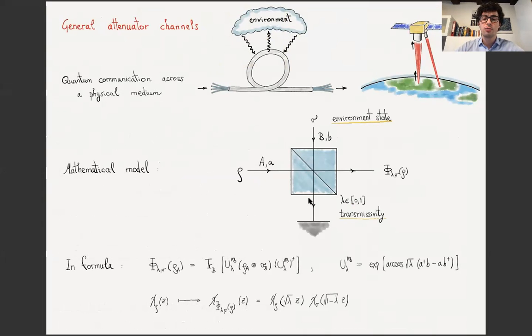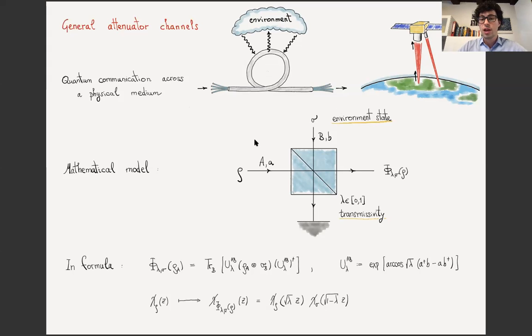Okay, so now what are general attenuator channels? What we want to model is quantum communication across a physical medium, typically with light, because quantum light is modeled by a continuous variable quantum system. The two typical physical media that we want to communicate across are optical fibers, and air, or space. So like Earth to satellite communication, and vice versa, satellite to Earth. And of course, Earth to Earth mediated by a satellite.